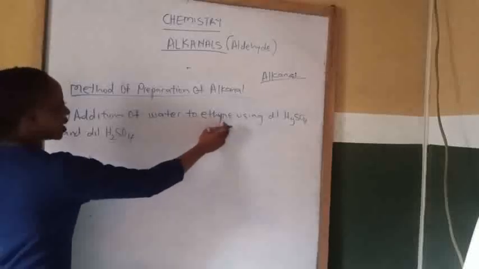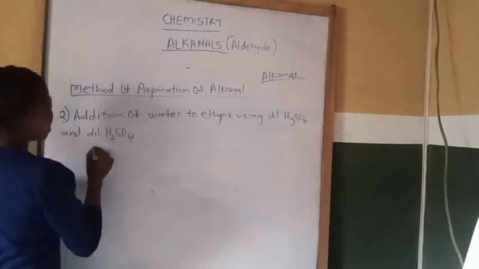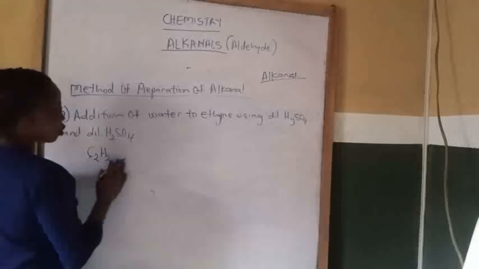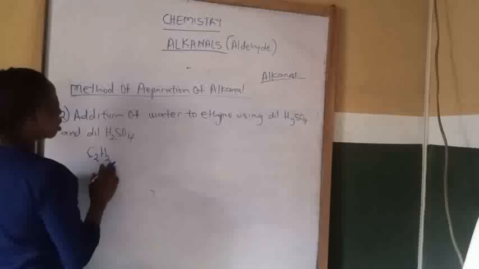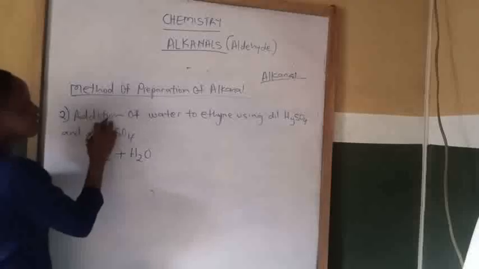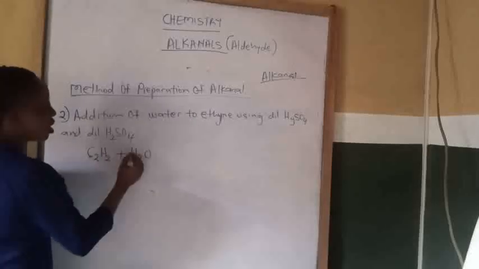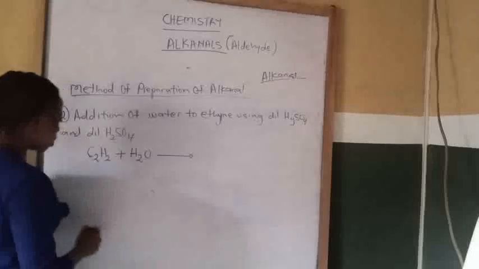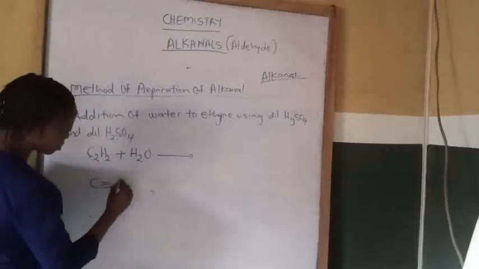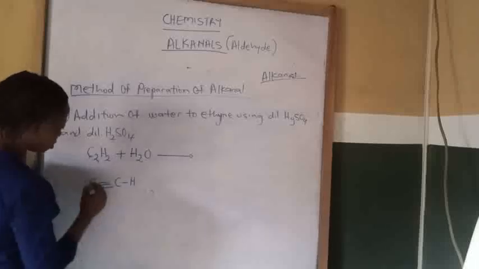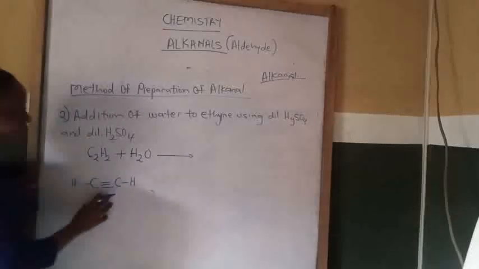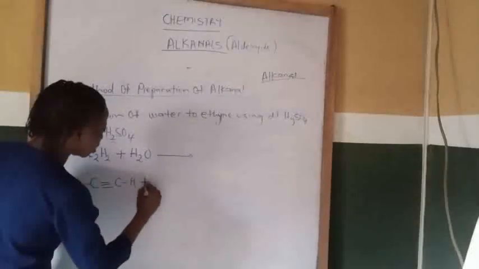We use ethyne. Ethyne is C2H2. Then I'm going to use structural formula to explain. Ethyne, C2H2, plus H2O. The reaction is addition of water to ethyne. This is the structural formula for ethyne, then addition of water, plus H2O.